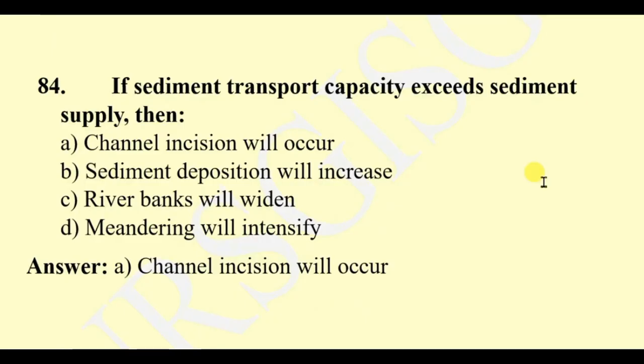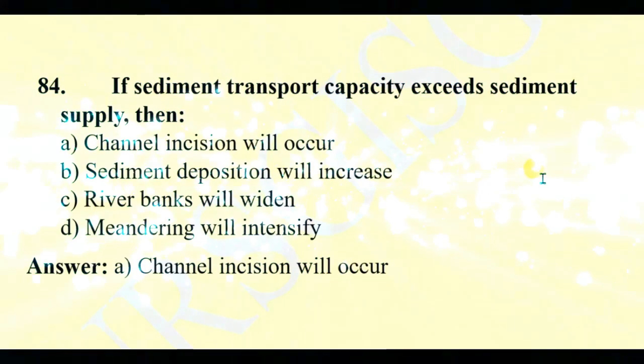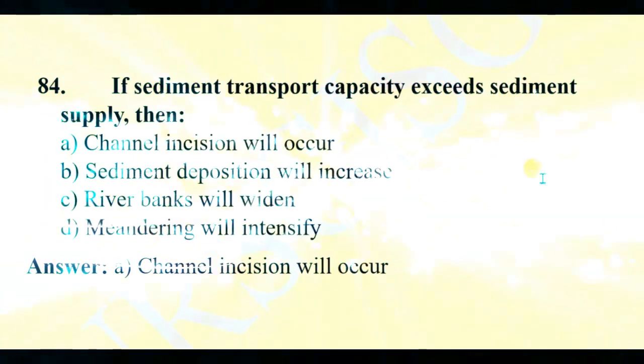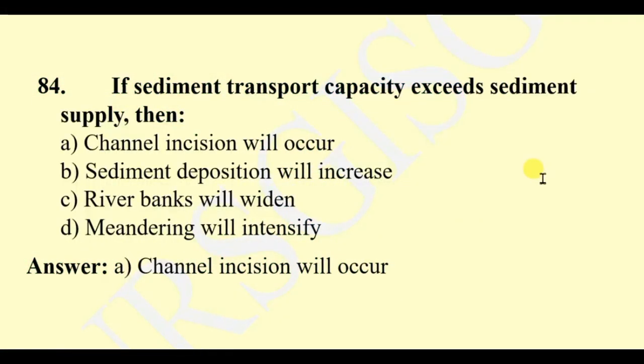Question 84. If sediment transport capacity exceeds sediment supply, then channel incision will occur, sediment deposition will increase, river banks will widen, or meandering will intensify. Here the right answer will be channel incision will occur due to more energy. For this reason, in the mountainous region, channel incision occurs more, because the energy is more than the required transport energy.